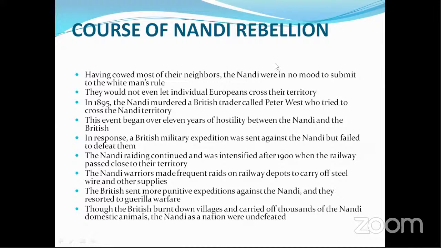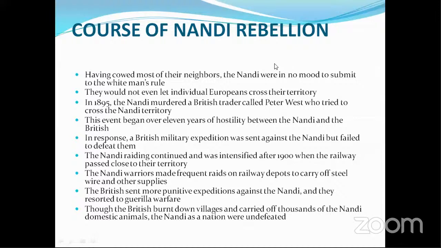Okay, it goes, the NANDI warriors made frequent raids on railway depots and carried off steel wire and other supplies. Now, we are looking at the NANDI who never wanted to see these people constructing the railway line. Are you getting the point? The NANDI never wanted to see the British constructing the railway line. And because they never wanted to see it, they kept on fighting the British who were constructing the railway line and the Indians, of course.